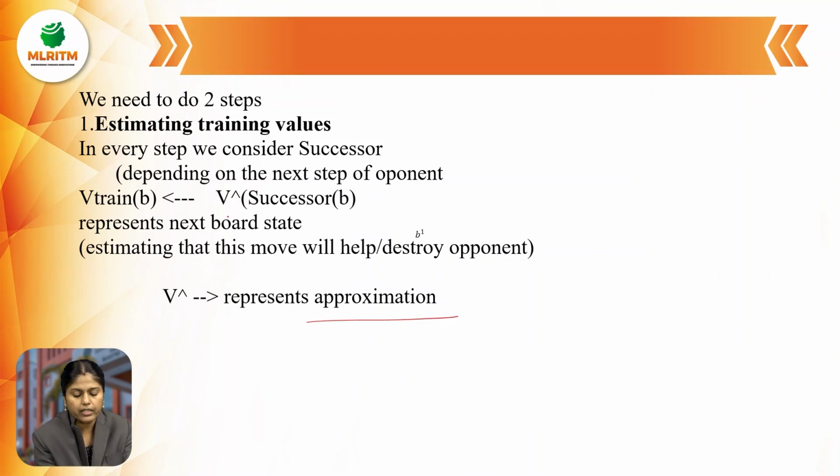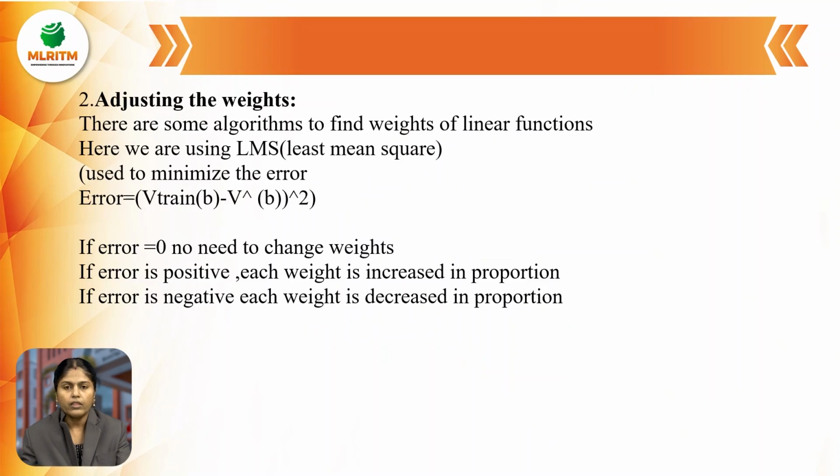Here V train of b implies V hat of the successor of b. And the next one is adjusting the weights. Here we are going to adjust the weights. There are some algorithms to find the weights of a linear function. Here we are using least mean square. The representation is error is equal to V train of b minus V hat of b, whole power of 2. This is the representation for the target function that we are using.